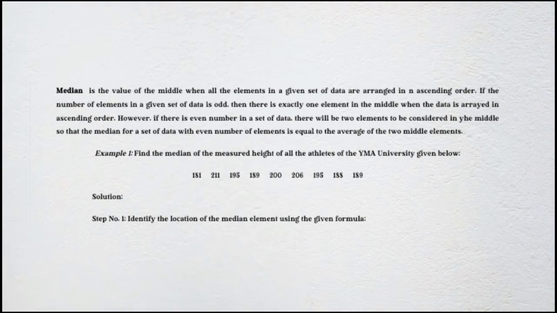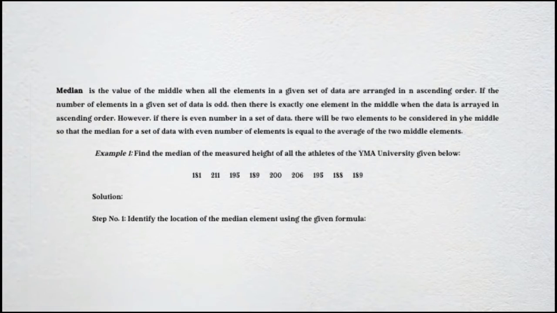Second is the median. Another important measure of central tendency is the median. The median is the value in the middle when all the elements in a set of data are arranged in ascending order. If the number of elements in a given set of data is odd, then there is exactly one element in the middle when the data is arrayed in ascending order. However, if there is an even number of elements in a set of data, there will be two elements to be considered in the middle, so the median for a set of data with an even number of elements is equal to the average of the two middle elements.